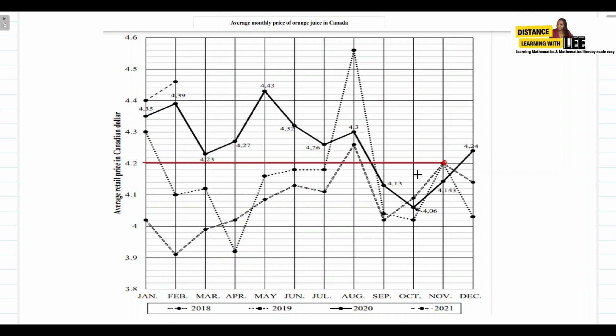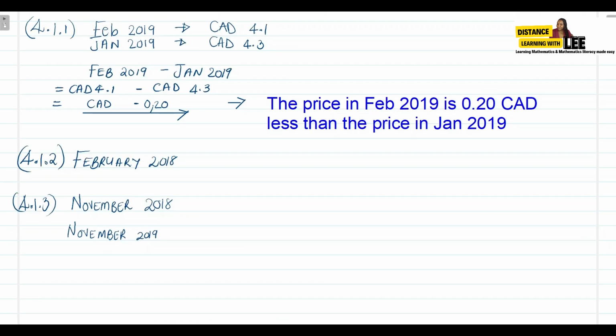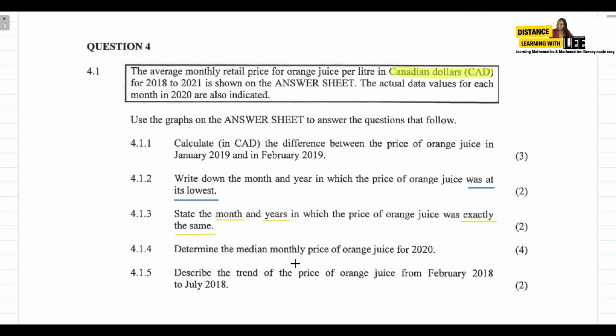So we look for that intersection, where in the same month but different years the average retail price of the orange juice in Canadian dollars was exactly the same. Okay, all right. Next question. Determine the median monthly price of the orange juice for 2020. We're going to be focusing on the year 2020 and we want to find what the median monthly price of the orange juice was. Remember, if we want to find the median, we want to find the middle value.